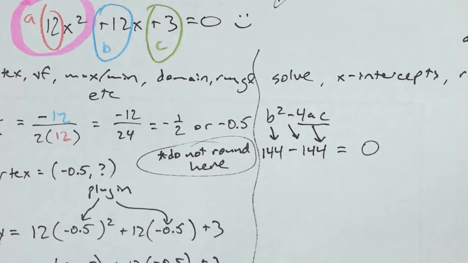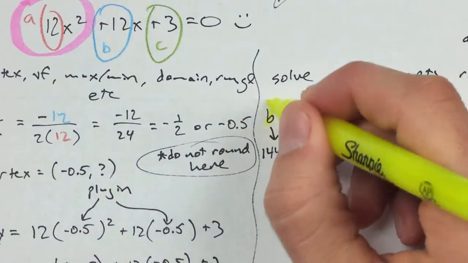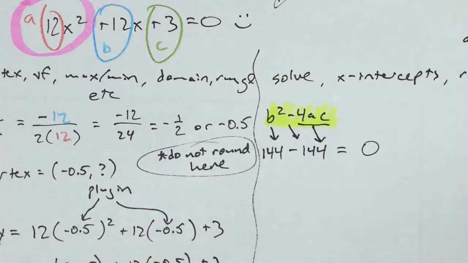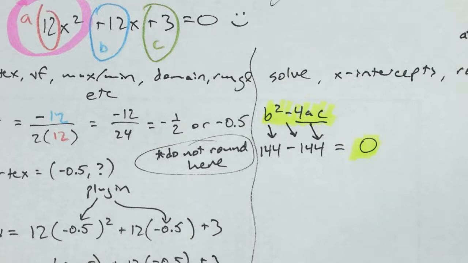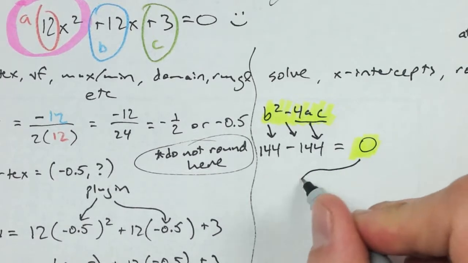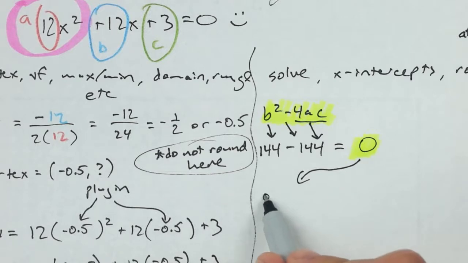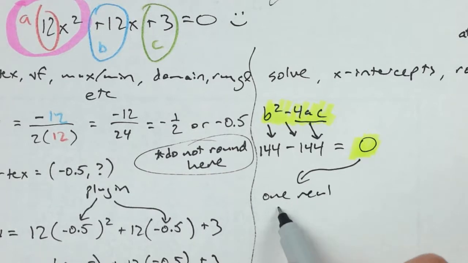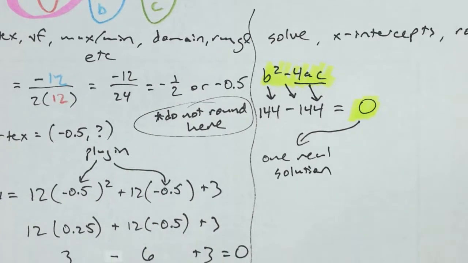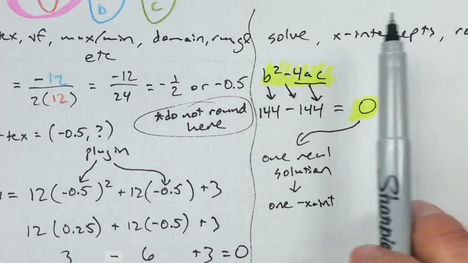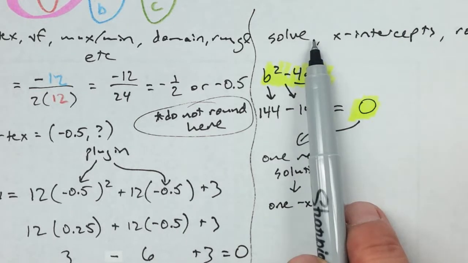And if it's a 0, if the discriminant, this is called the discriminant, by the way, if the discriminant gives you a 0, what does that 0 tell us? That 0 tells us there's going to be one real solution. Right now I'm reviewing assignment 3.3. And one real solution means there's going to be one x-intercept. Now you can see why solving and x-intercepts mean the same thing.